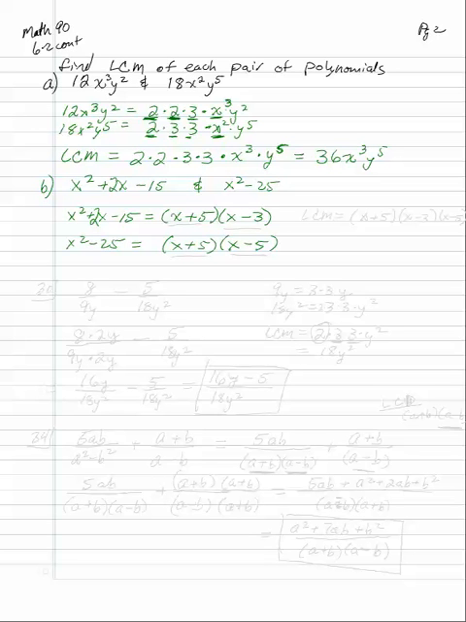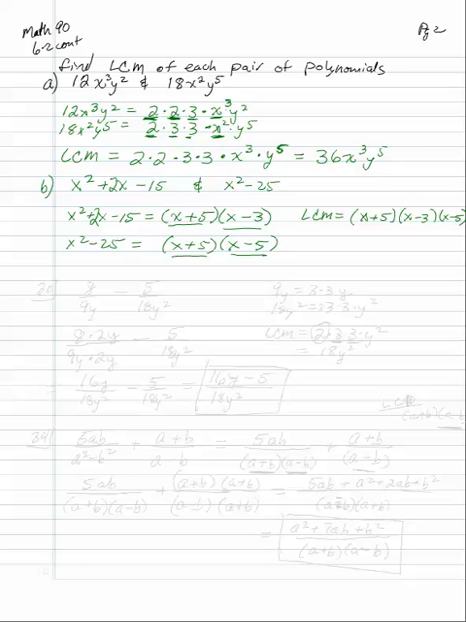So our LCM will be, you need 1 x plus 5, so I need 1 x plus 5 because it's the most times it happens in one factorization. I need 1 x minus 3, and I need 1 x minus 5. So that's my LCM. I have 1 x plus 5, 1 x minus 3, and 1 x minus 5 all multiplied together.